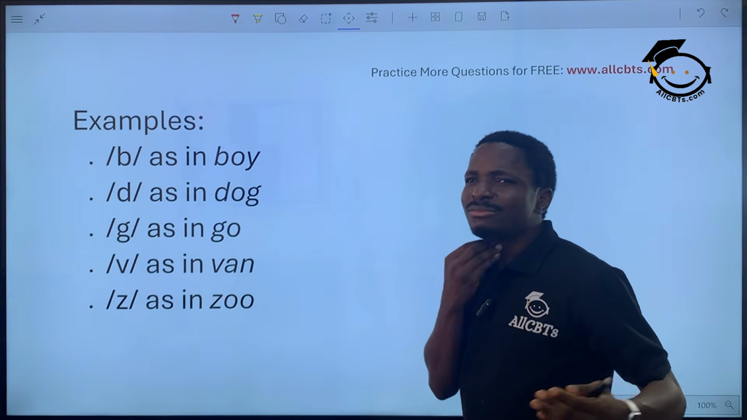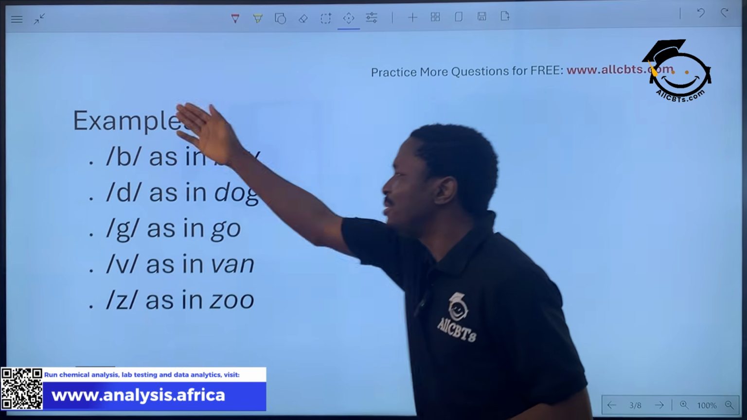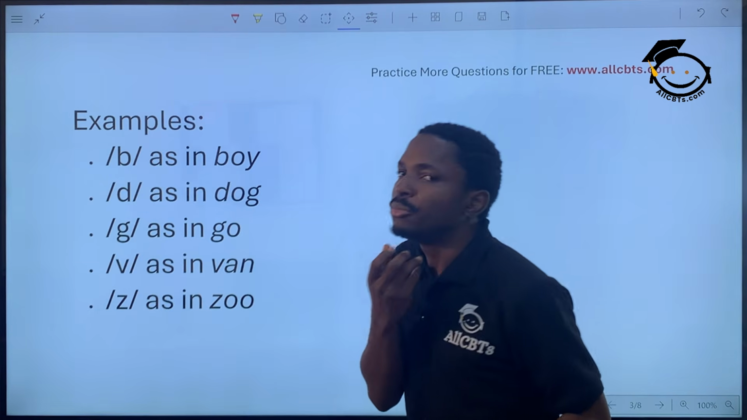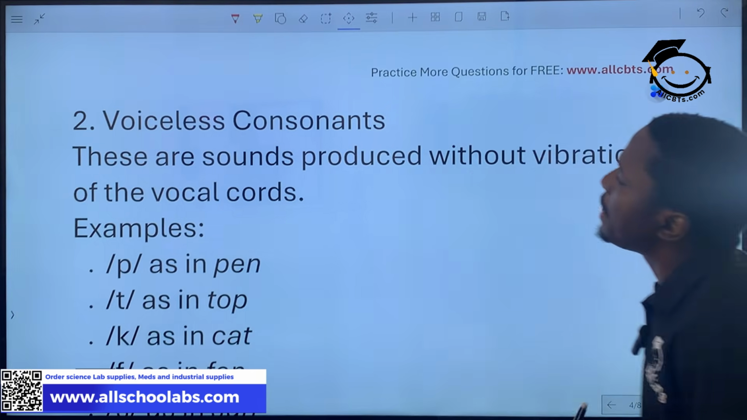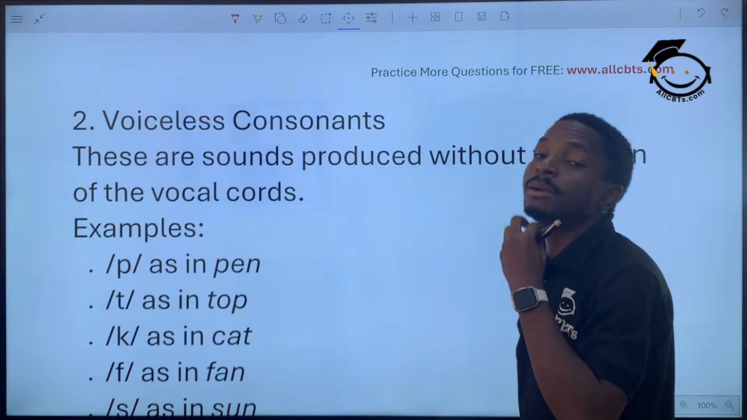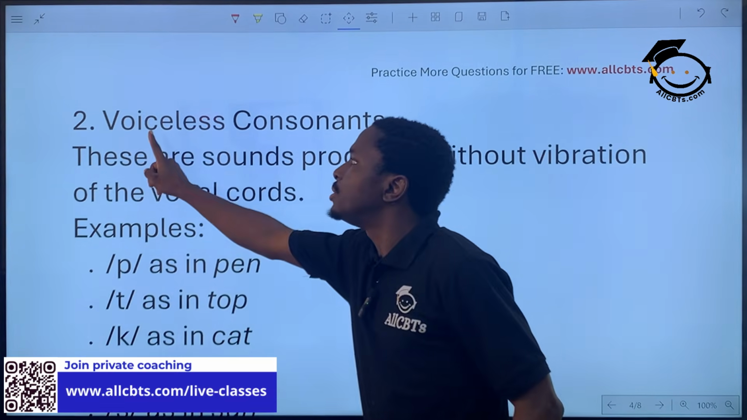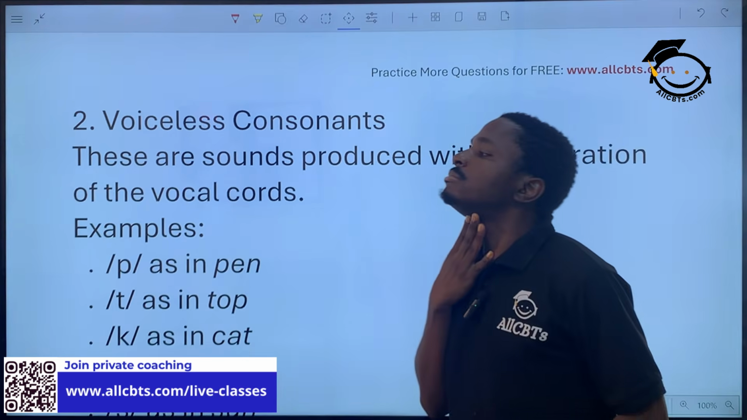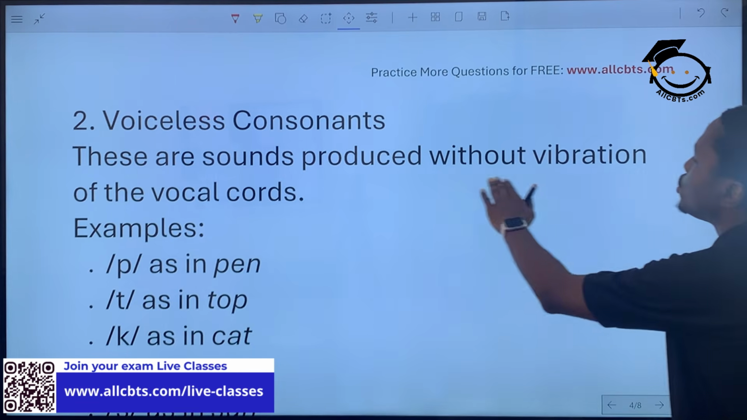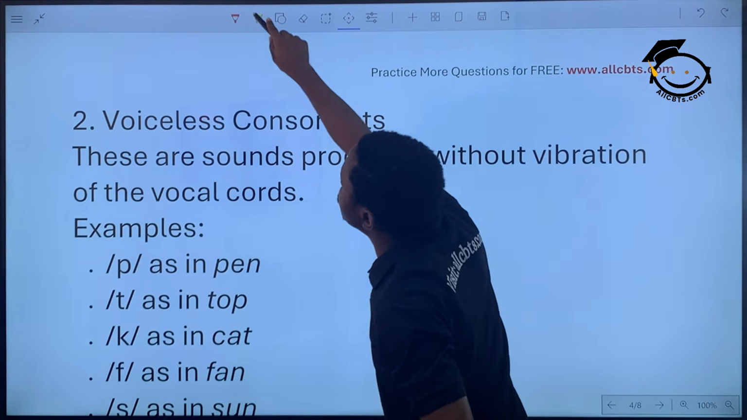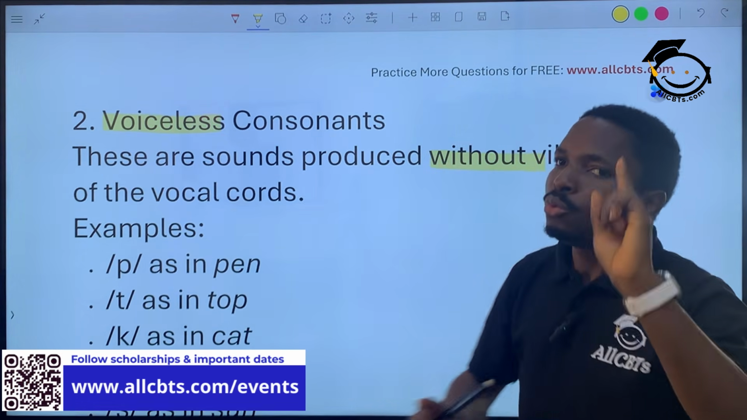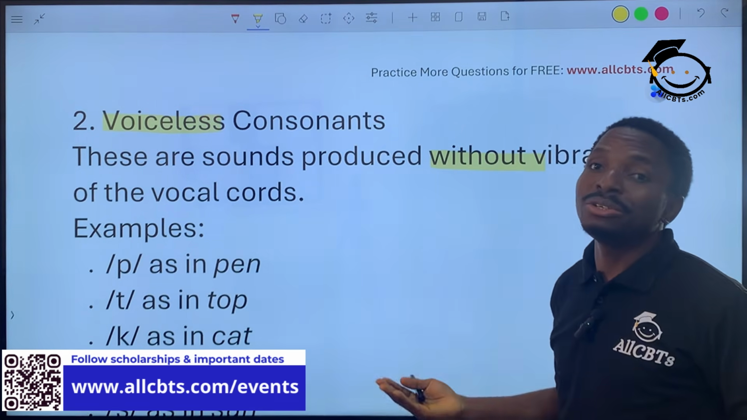So when you call all of these sounds or letters, something is happening here, and what is happening is a vibration of sorts. Now, that's the voiced consonant. A consonant that is produced when there is a what? Vibration of our vocal cords. Now we are going to the voiceless consonant, where there is no vibration. These are sounds produced without vibration. Voiceless, without; voiced, with. You see, simple terminology, simple English.